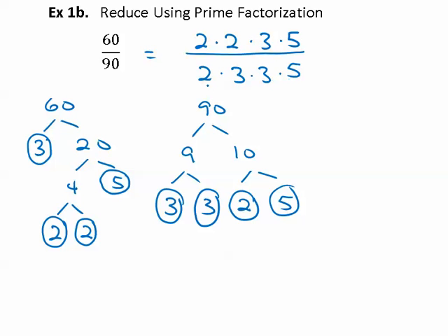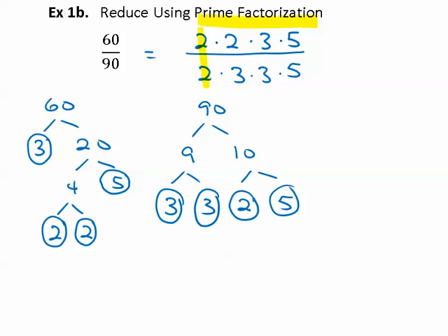Now, I'm going to do this out of order just a little bit. I have 2 times the 5 is 10. 3 times 3 is 9. 9 times the 10 gives me 90. So it is broken down correctly. The benefit of using the prime factorization method is that now we can cancel the common factors.